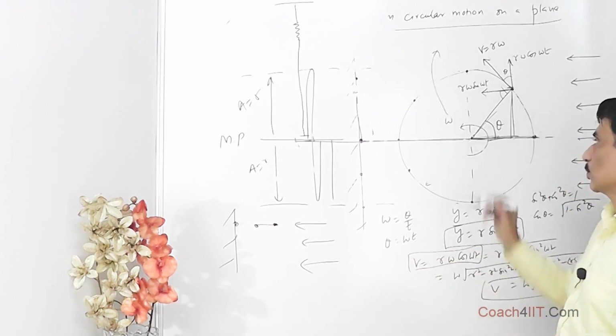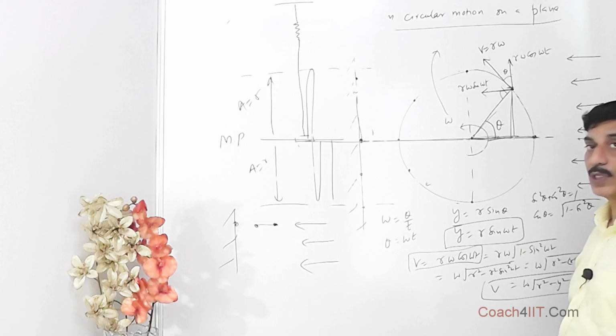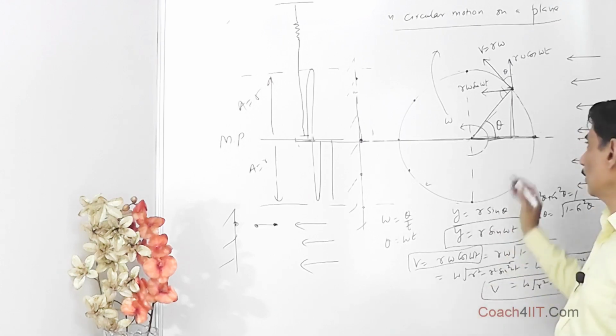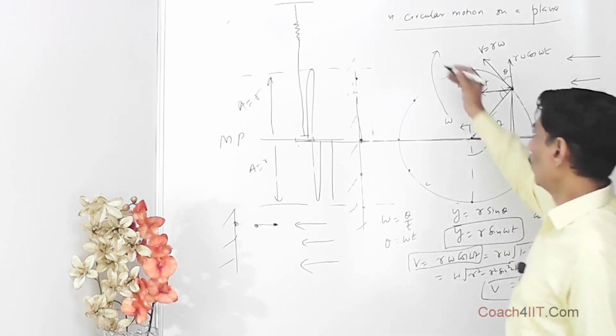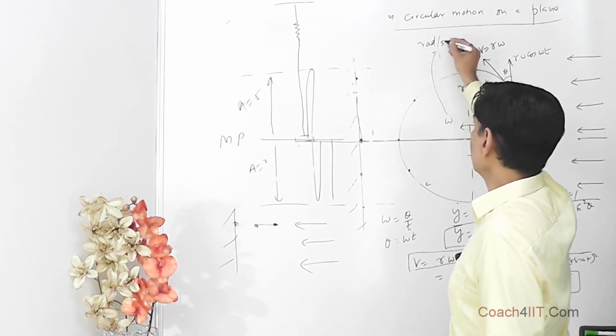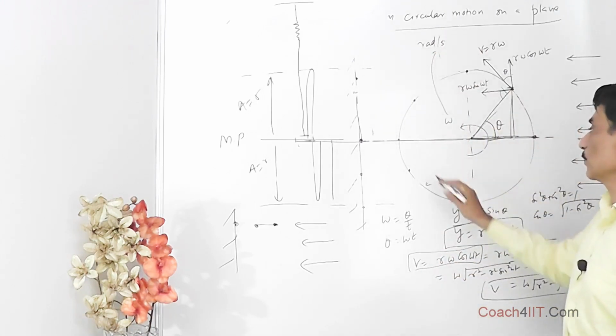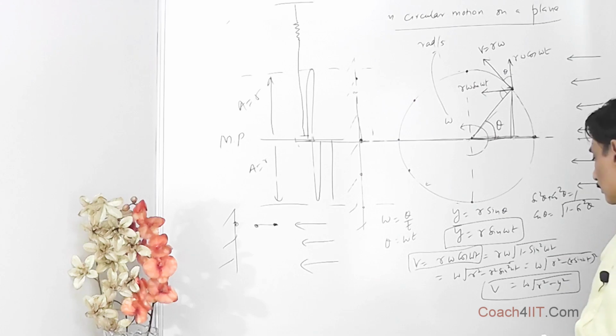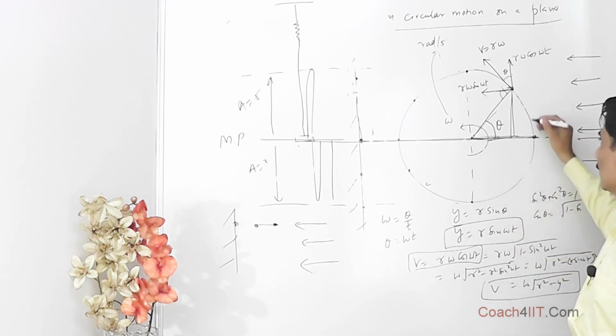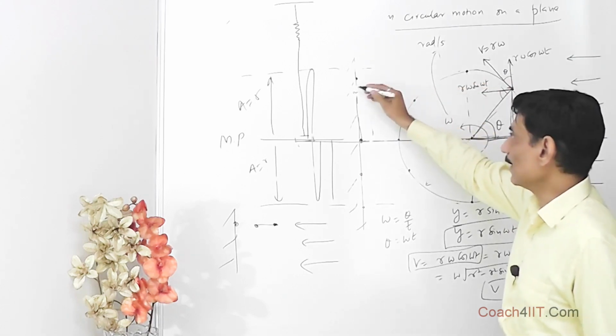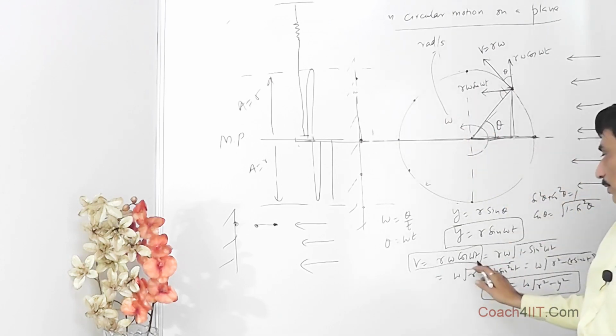Or we say the velocity function is r omega cos omega t. This omega is also called the angular frequency or angular velocity of this uniform circular motion, and obviously the units are radian per second. So if this body is moving with angular velocity omega, and someone asks what is the velocity at time t, then you can use this function. This is velocity as a function of time t.